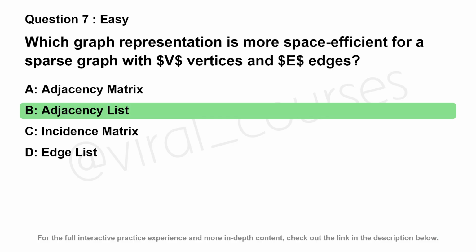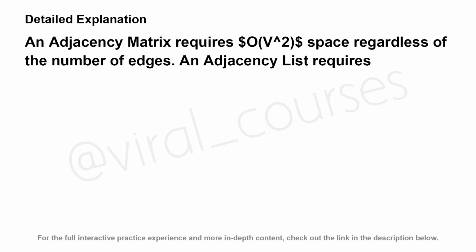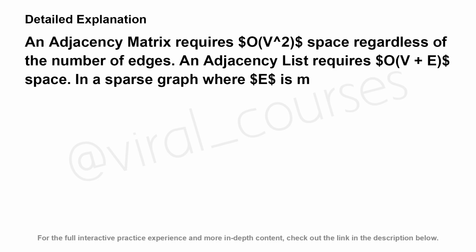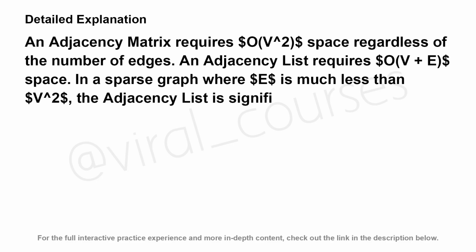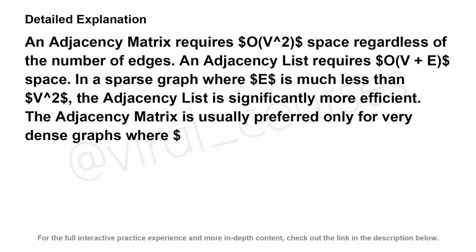The correct answer is B. An adjacency matrix requires O(V^2) space regardless of the number of edges. An adjacency list requires O(V + E) space. In a sparse graph where E is much less than V^2, the adjacency list is significantly more efficient. The adjacency matrix is usually preferred only for very dense graphs where E approaches V^2.